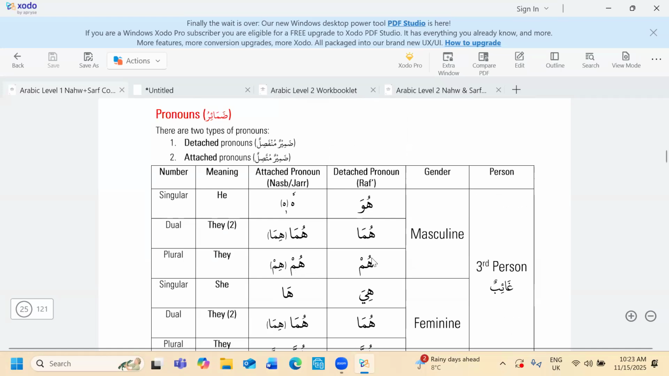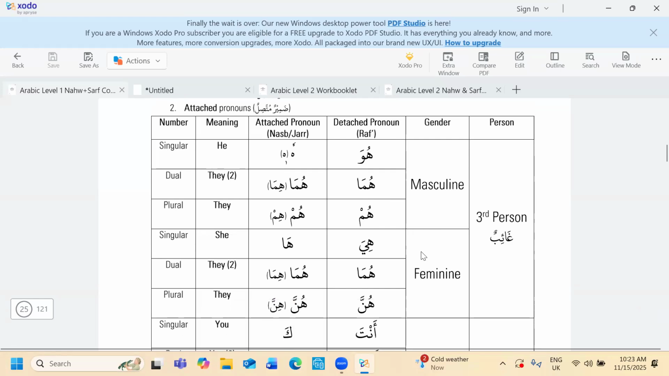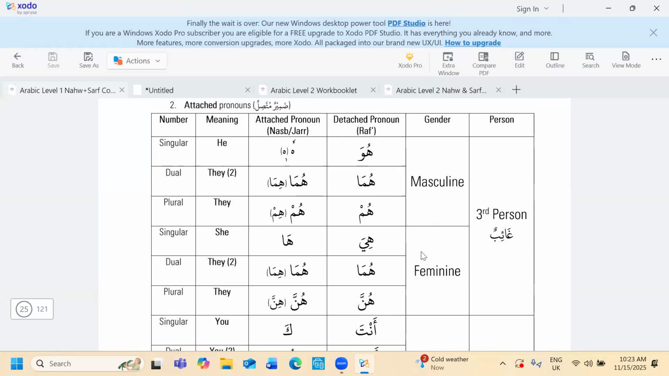So how would you know in the sentence that you're reading whether it's a detached pronoun or an attached pronoun? Exactly. If it's detached, you know it's detached. If it's attached to the end of the ism or the fi'l or the harf, you know that it's going to be an attached pronoun, even though it looks exactly the same. Okay, so the way I want you to learn it is huwa becomes hu, huma becomes huma, hum becomes hum, hiya becomes ha, huma becomes huma, hunna becomes hunna.